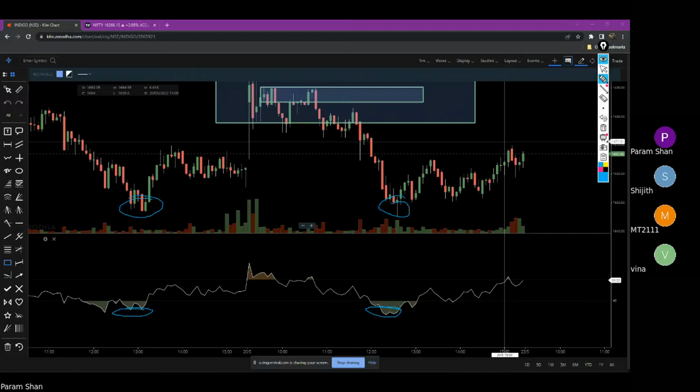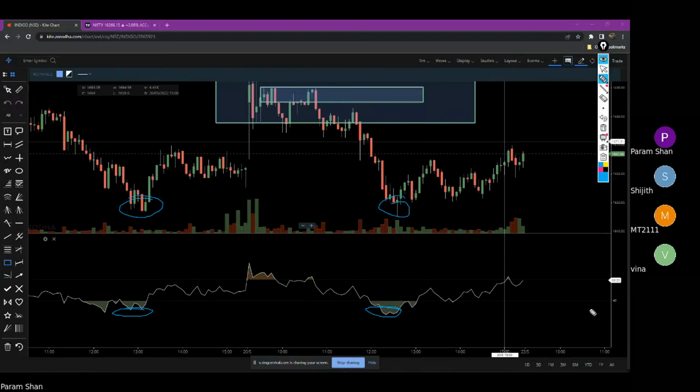So whenever you are trading, you need to know how to connect the price range with RSI and the support and resistance to make better decisions. Is that clear? Yeah, Param.